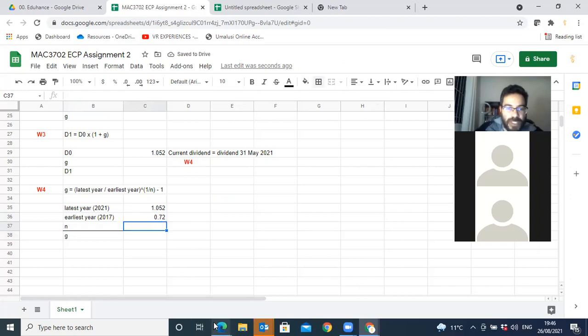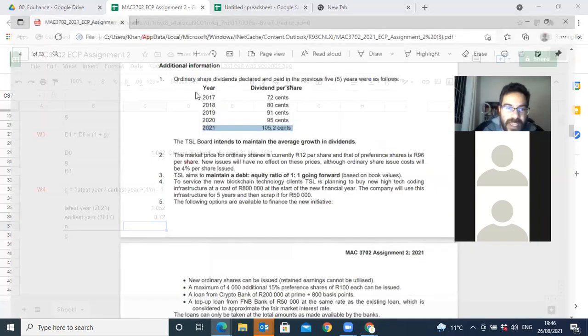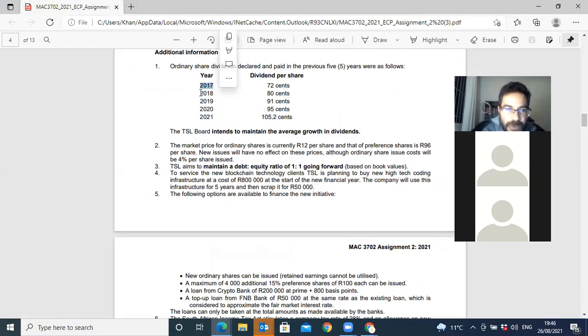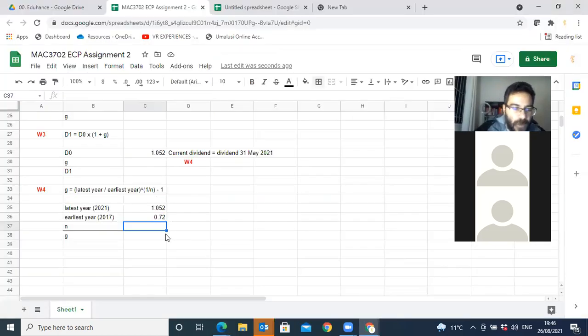Now this is important. How do you determine n? N is not 2017, 2018, 2019, 2020, 2021. N is not 5 years. The way you calculate n is as follows. From 2017 to 2018, that's 1 year. From 2018 to 2019, that's 2 years. From 2019 to 2020 is 3 years. From 2020 to 2021 is 4 years. So n is 4.